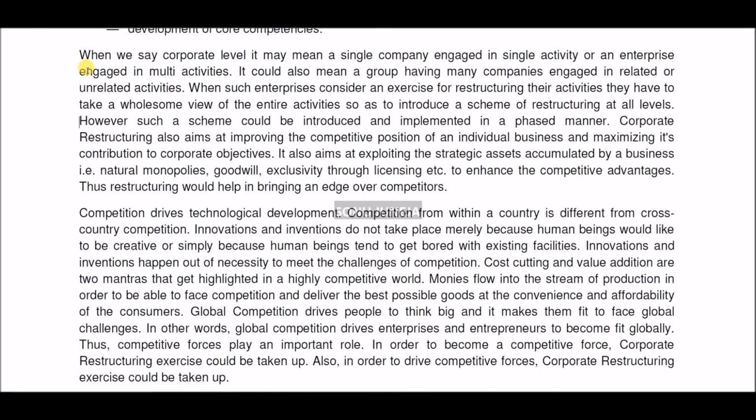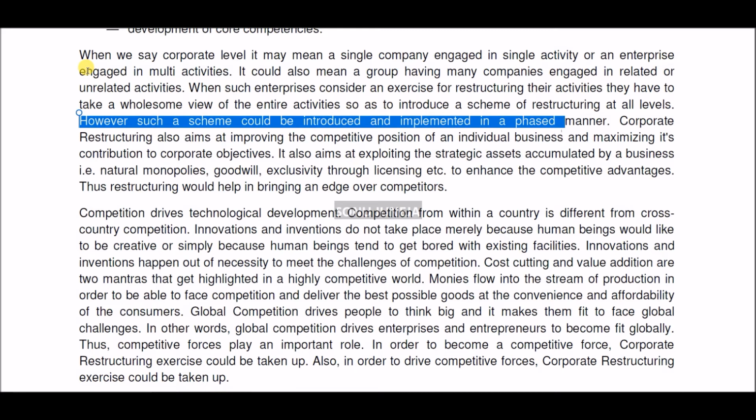So without studying the entire business model or the business concept with respect to the company you are going to merge or amalgamate with, or you're going for a corporate restructuring, you should make sure that you know about the business of the company you are merging or amalgamating with. It should not happen that the essence of the objectives for which you did the merger or corporate restructuring gets lost. Now, however, such a scheme could be introduced and implemented in a phased manner.